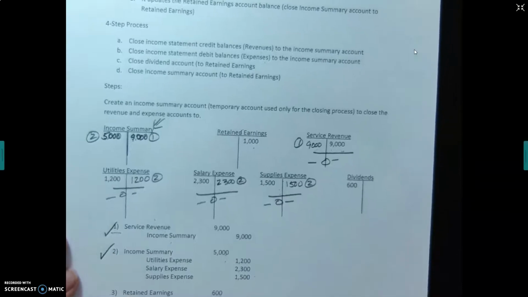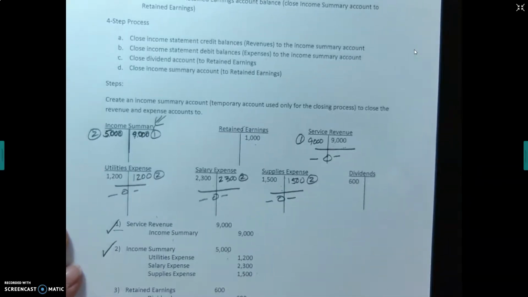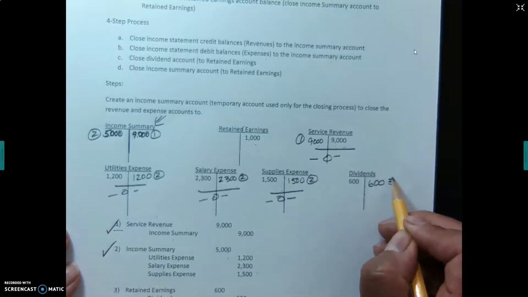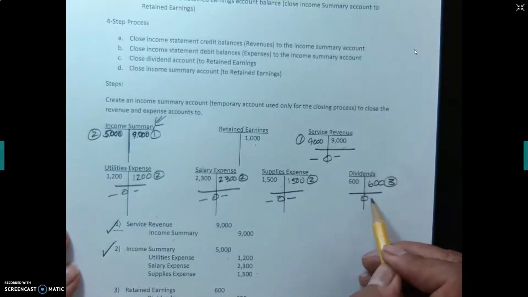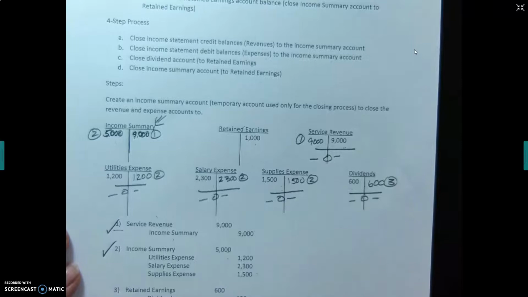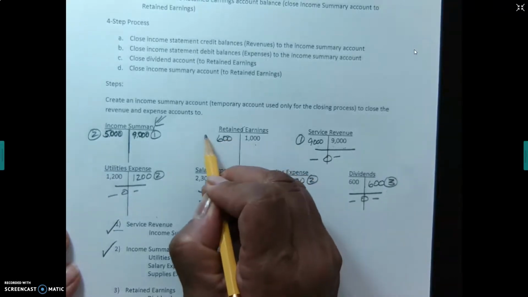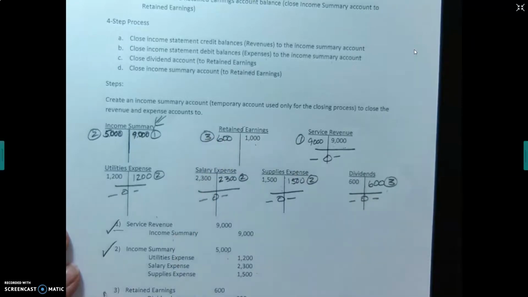The next process is for us to close dividends. The dividends have a debit balance, so we're going to credit $600 to dividends, call it number 3, and now that is 0. And then we're going to have the corresponding debit go to retained earnings, and that is going to be number 3. So that's the third journal entry.